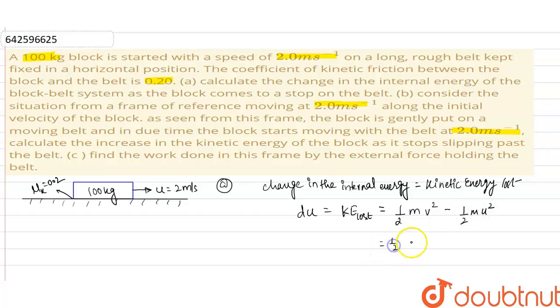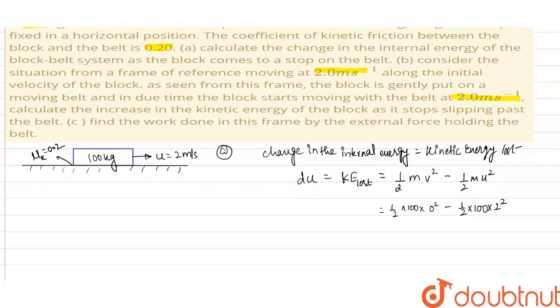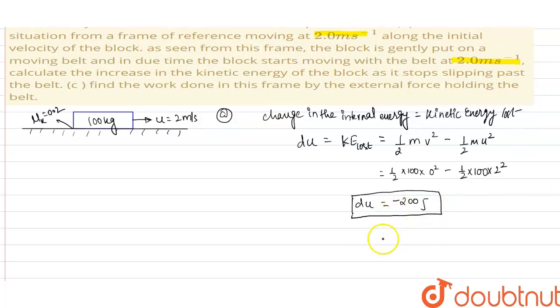Now putting the values, mass is given as 100, and as the block gets stopped, the final velocity will be 0, minus half into mass 100 into initial velocity 2 meters per second squared, correct. So the loss in the kinetic energy will be what? Minus 200 joules. The negative sign here represents that the kinetic energy is decreasing. Okay, so the change in the internal energy we can say is 200 joules. Okay, so this is our answer, correct.